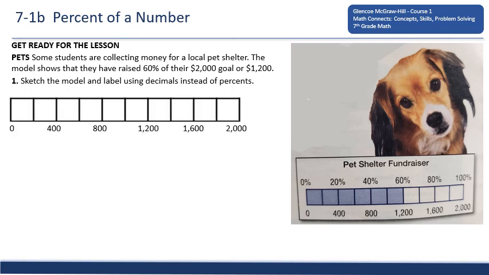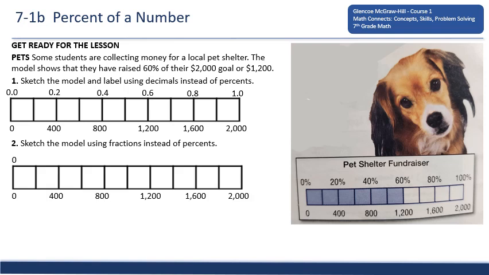So here's our model that we're going to use. And they want us to sketch the model and label using decimals instead of percents. So underneath that cute dog, they have the percents on the top, and we're going to replace those with decimals. So we get 0.0, 0.2, 0.4, 0.6, 0.8, and 1.0.